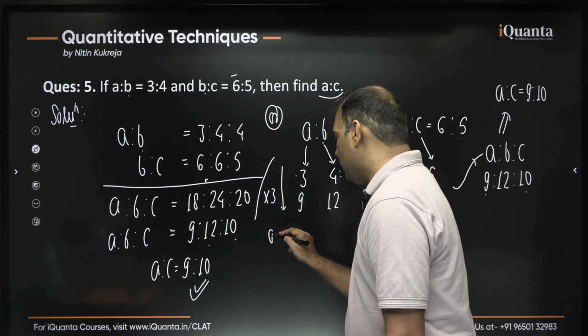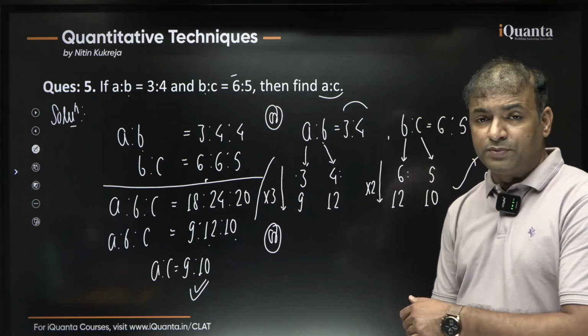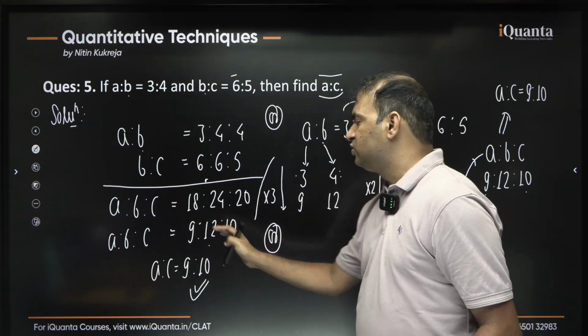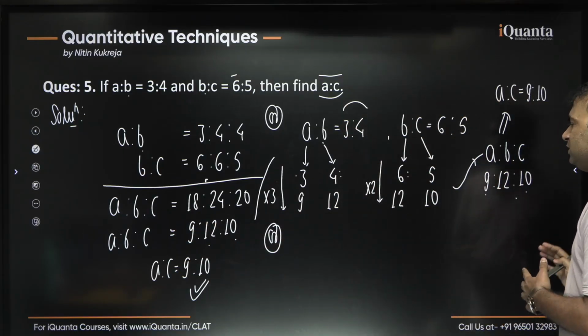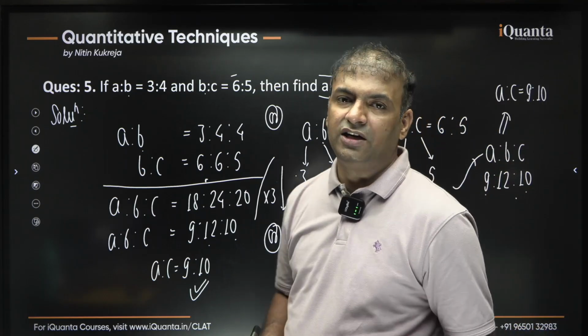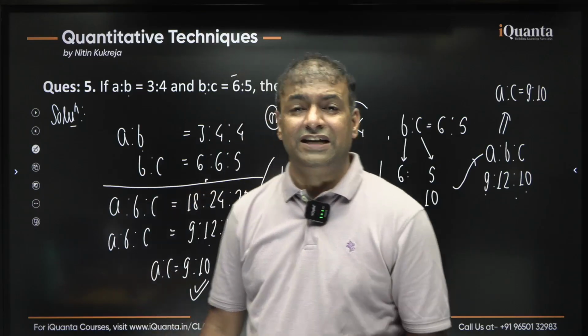Now, guys, one more method, okay? In these two methods, you must have observed one thing. The question is about A is to C, and we are finding A is to B is to C first, right? To calculate A is to C, we are finding A is to B is to C. So you know what? There is one method by which we can get A is to C directly without finding A is to B is to C. Let me show you how.